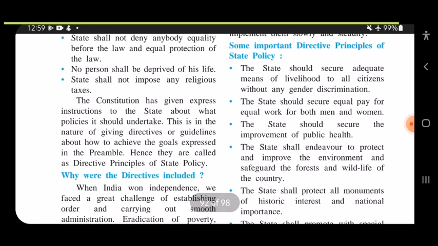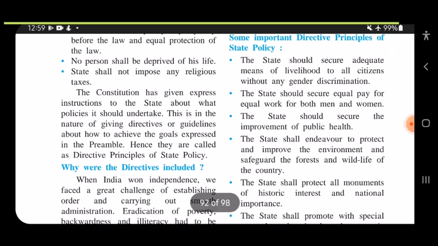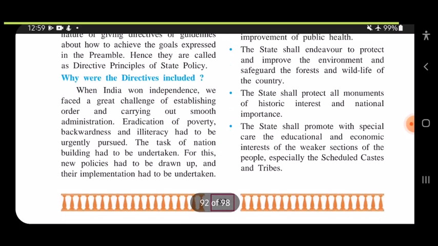The Constitution has given express instruction to the state about what policies it should undertake. This is in the nature of giving directives or guidelines about how to achieve the goals expressed in the preamble. So in the preamble also we have rights to equality, fraternity, right to speak. Hence they are called directive principles of state policy.